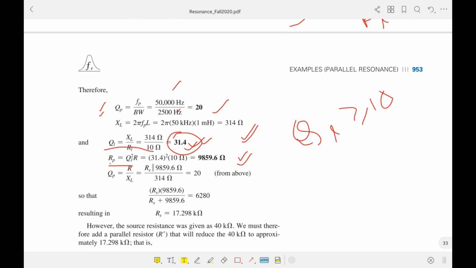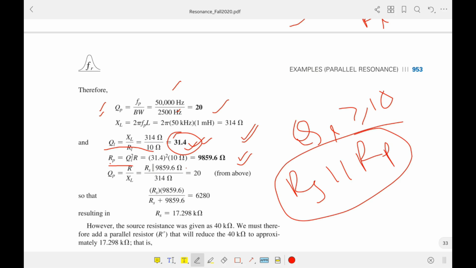Then Qp, so Qp was R over XL, and R was basically RS parallel Rp, right? And this thing is appearing in every math, so I think you are already familiar with it. So RS parallel Rp, where Rp was previously calculated, and Qp is actually already calculated, that was 20. So here an equation arises, that means RS parallel this Rp divided by 314 equals 20. So now if you write this just like this, you can solve this equation and you find the value of RS.